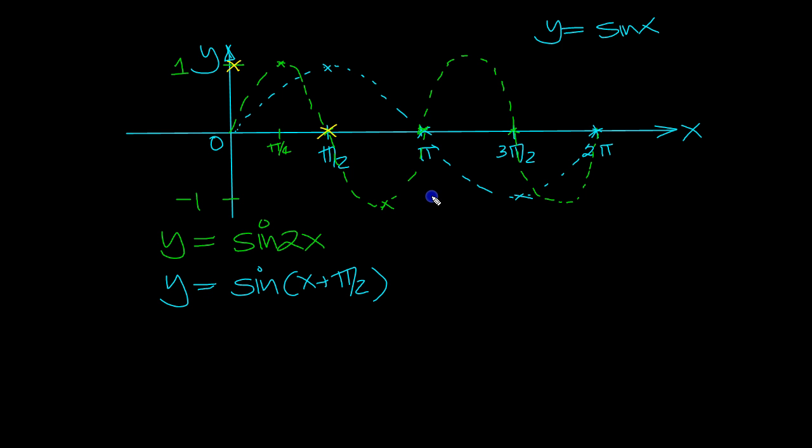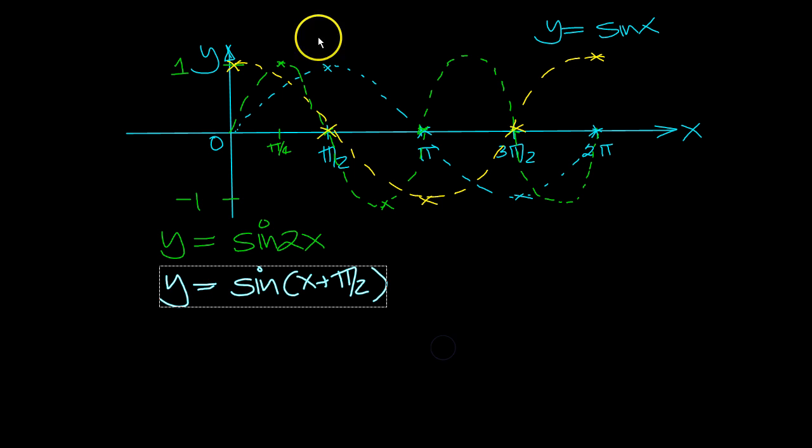So I'm just following the blue now, and I'm shifting all these points back. I'm just following the same pattern. So hopefully it will look as though there's the same curve as the blue, but just shifted back 90. And that's y equals sine of x plus pi over 2 in yellow.